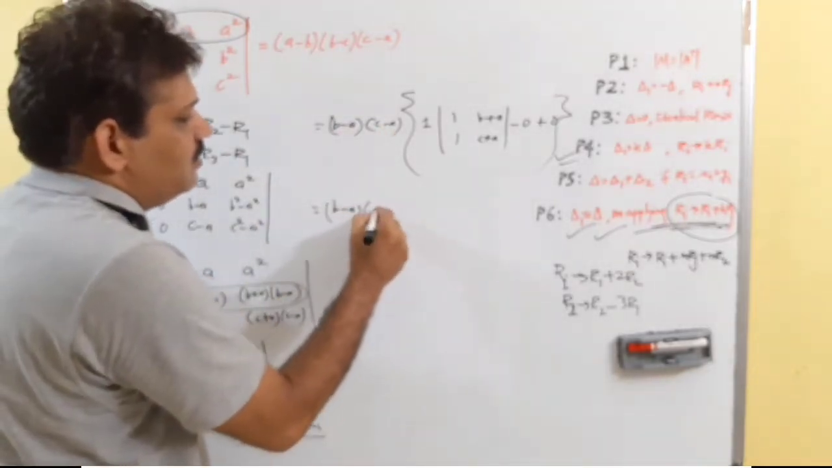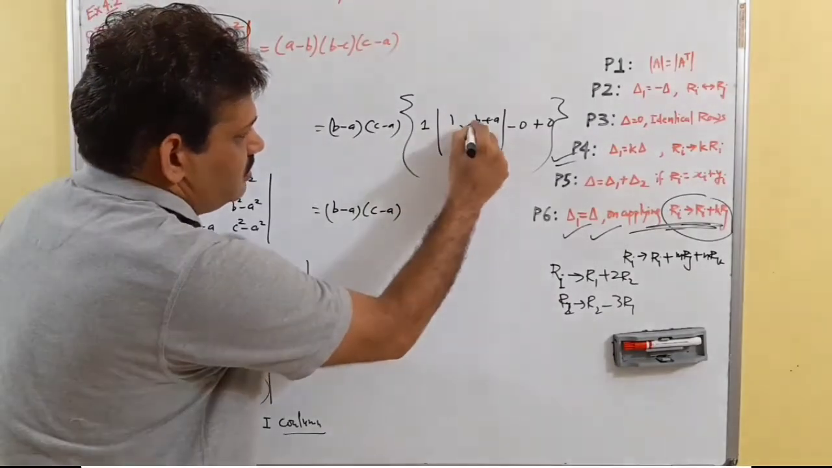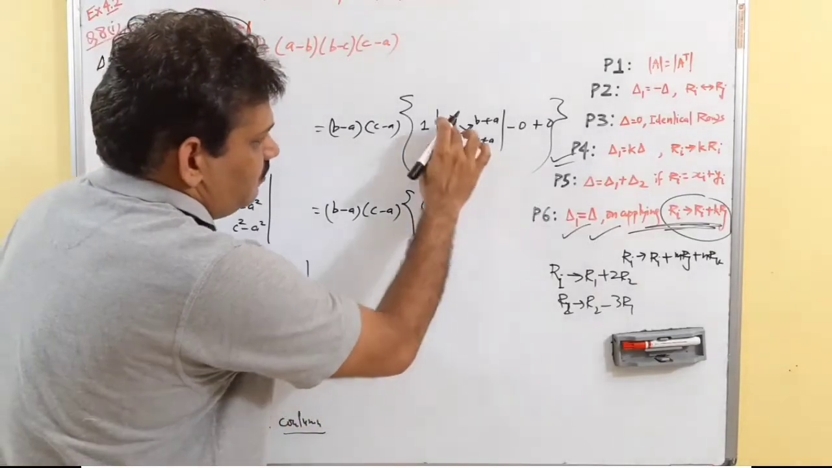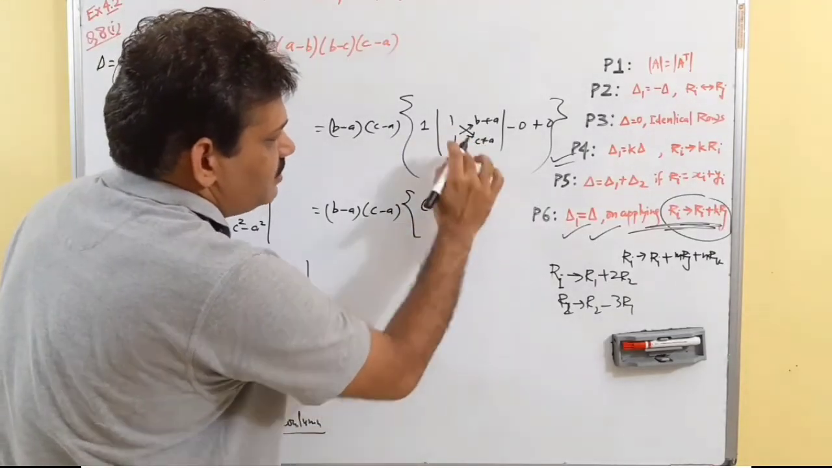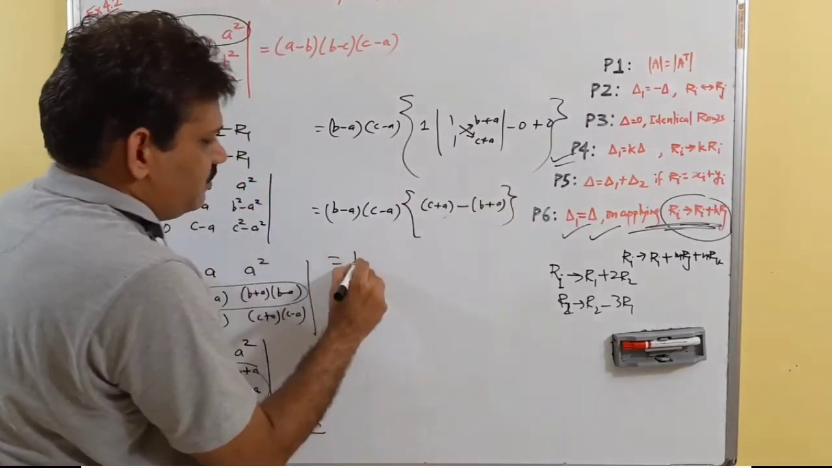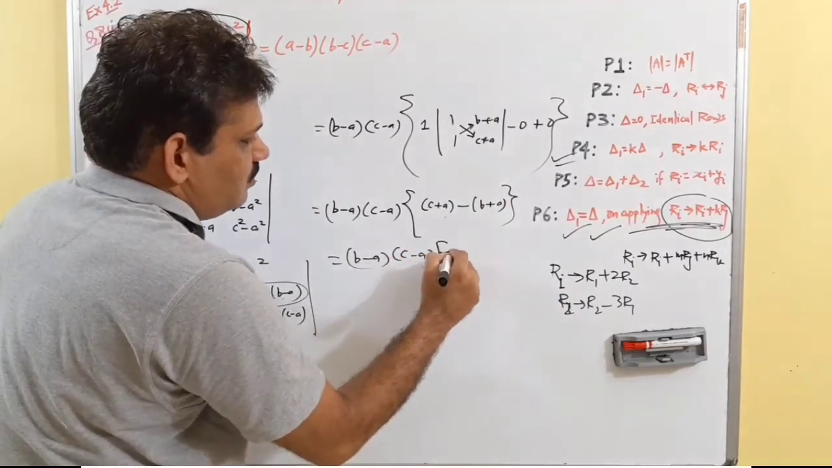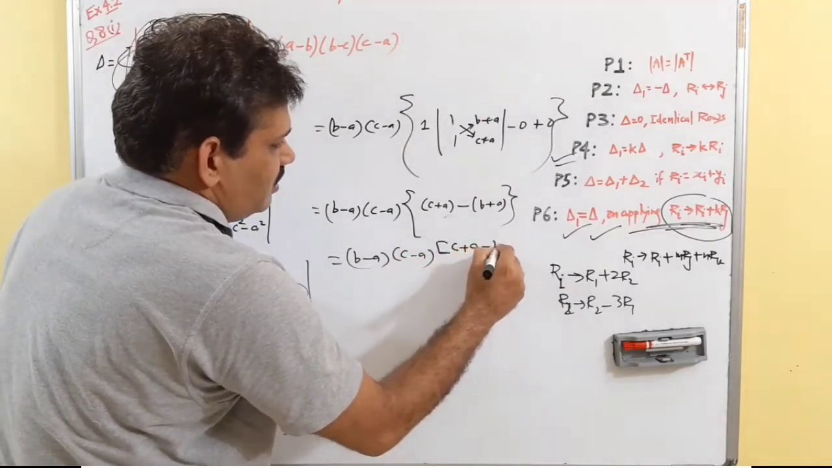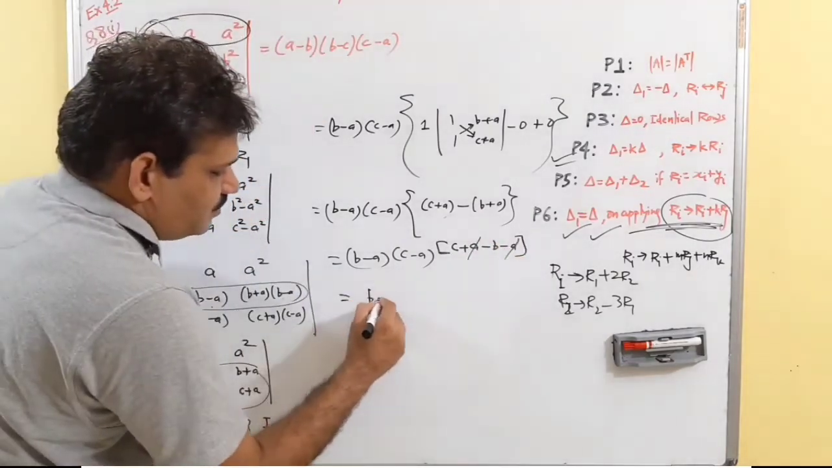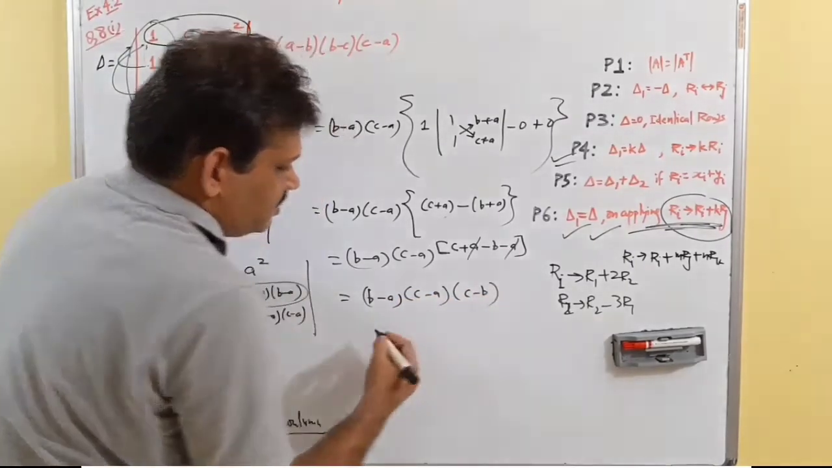b minus a, c minus a. This is c plus a. 1 into c plus a is c plus a minus 1 into b plus a. That gives me b minus a into c minus a into c plus a minus b minus a. So a is cancelled out. This gives me b minus a, c minus a, c minus b.